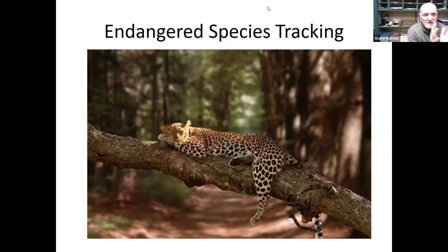Environmental DNA can also facilitate the tracking of endangered species by detecting their presence through minimal non-invasive sampling, thus aiding in monitoring their populations and habitat usage without actually disturbing them.